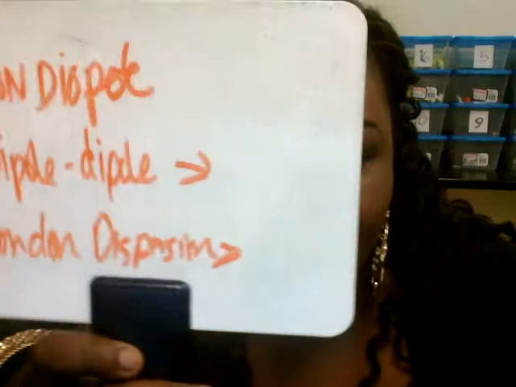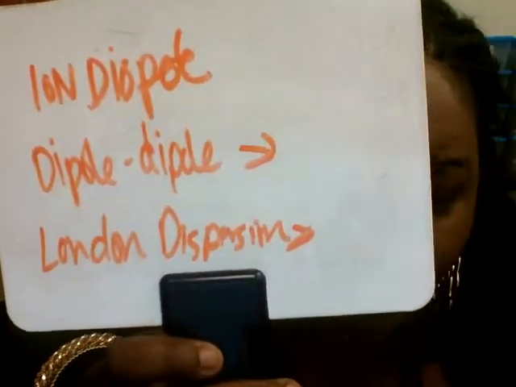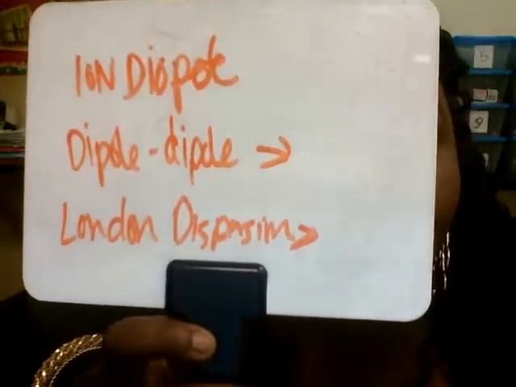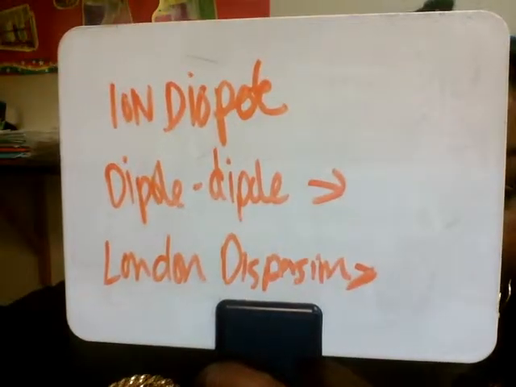We have four types of intermolecular forces. All right. Now, I've written them down for you like so. But wait, Miss Baldwin, there's only 3. Well, I'll explain that in just a second. First type is ion dipole.